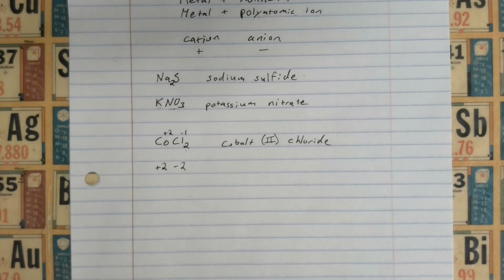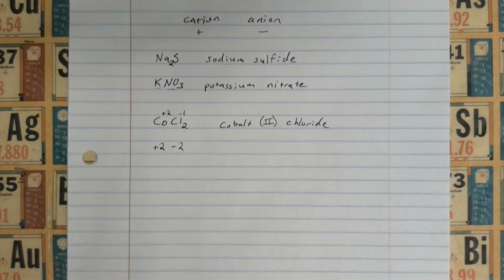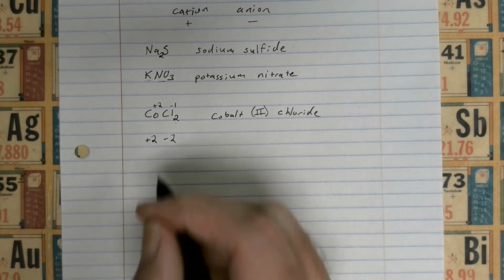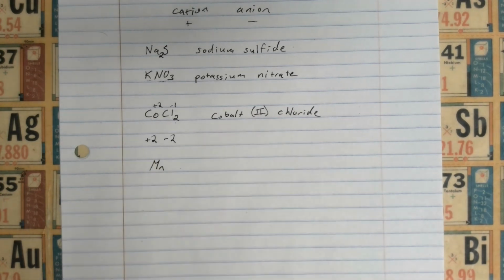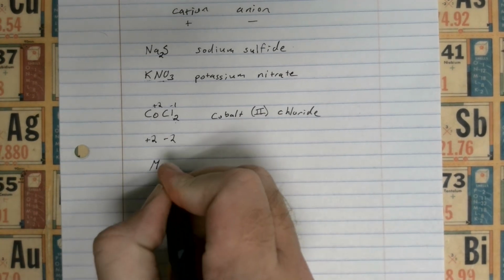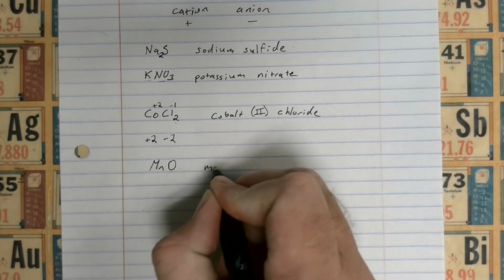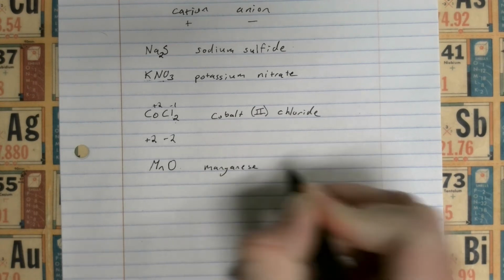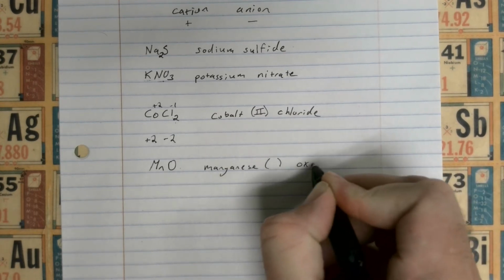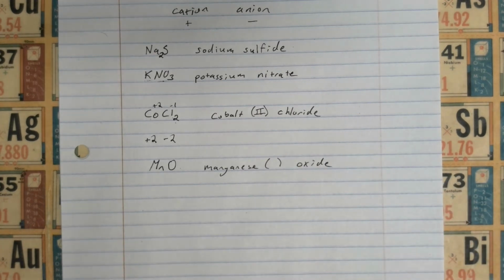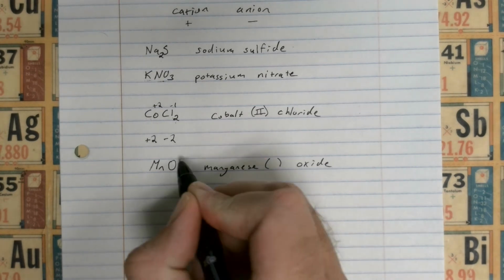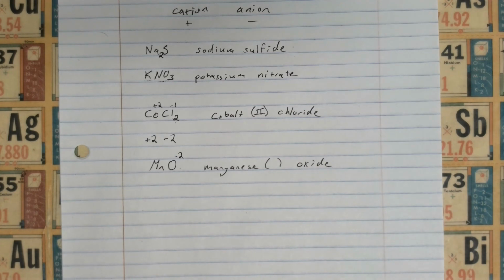Let's do another one. Let's go with manganese, so Mn, and let's say it is manganese and oxygen, MnO. So I know it's manganese something oxide, because oxygen turns into oxide when it's in ion form. I know that oxygen is -2. How do I know that? Well, it's in group 16 on the periodic table, and group 16 has a -2 charge.